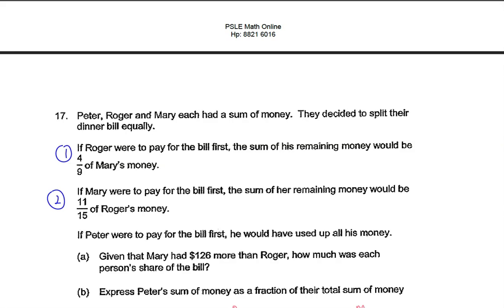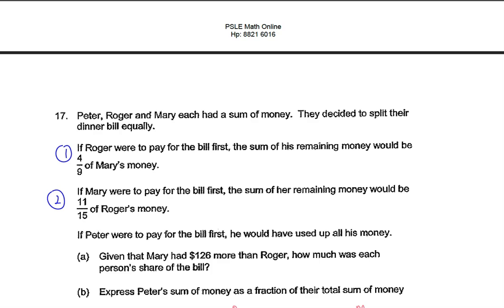Question 17. Peter, Roger, and Mary each had a sum of money. They decided to split their dinner bill equally. If Roger were to pay for the bill first, the sum of his remaining money would be 4/9 of Mary's money. If Mary were to pay for the bill first, the sum of her remaining money would be 11/15 of Roger's money. If Peter were to pay for the bill first, he would have used up all his money.